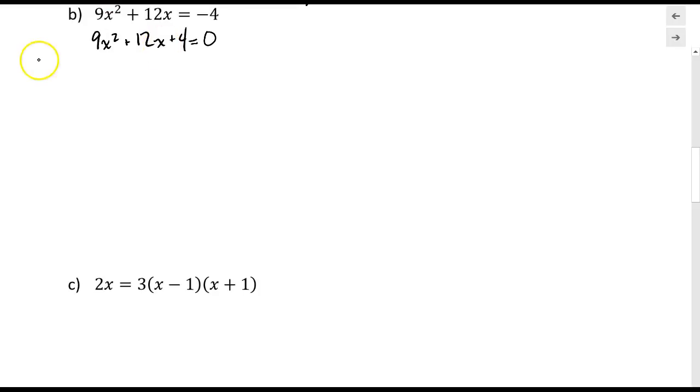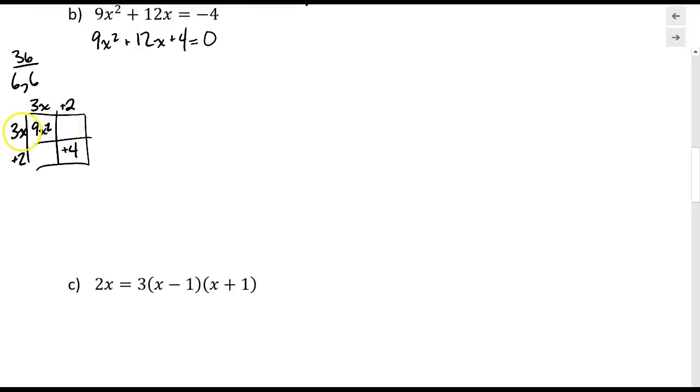So 9 times 4 is 36. We're looking for factors of 36 that will add to 12. Actually, we do have 2, so we're going to be able to factor this. If you use the matrix method, I'll use that this time. I'm going to have 3x and 3x produce 9x squared. I'm going to have plus 2 and plus 2 as my two constants to give me 4.